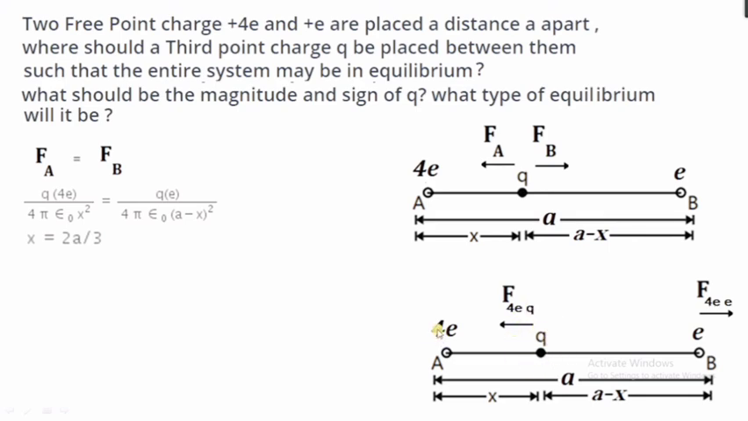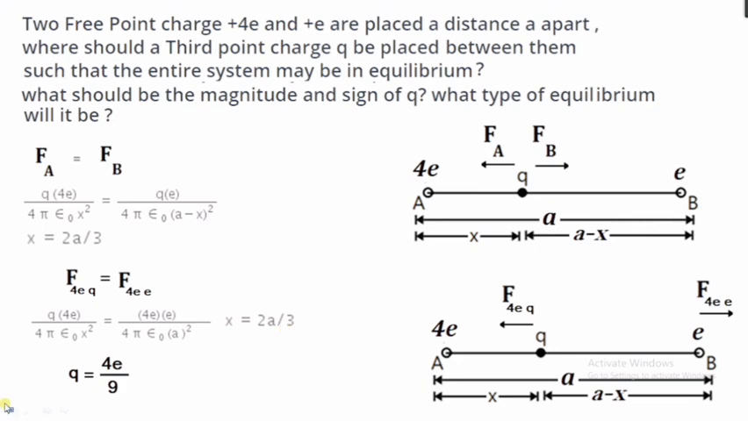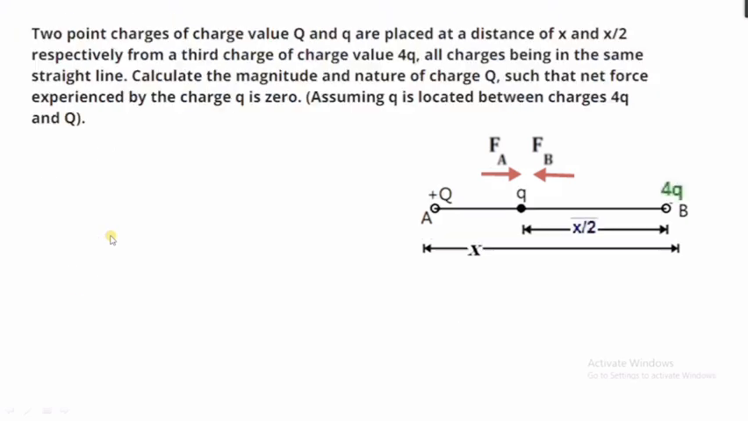So this 4e and e will repel and 4e and q will attract. If these two forces are equal, then only they will be at equilibrium. So if you use this and if you put x is equal to 2a by 3, then you will get q to be 4e by 9. So please don't skip the calculation, do all the calculation by yourself.